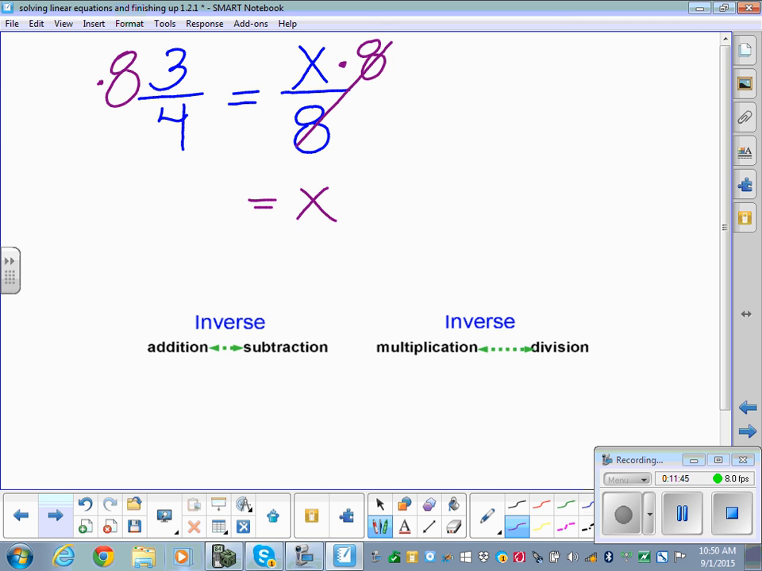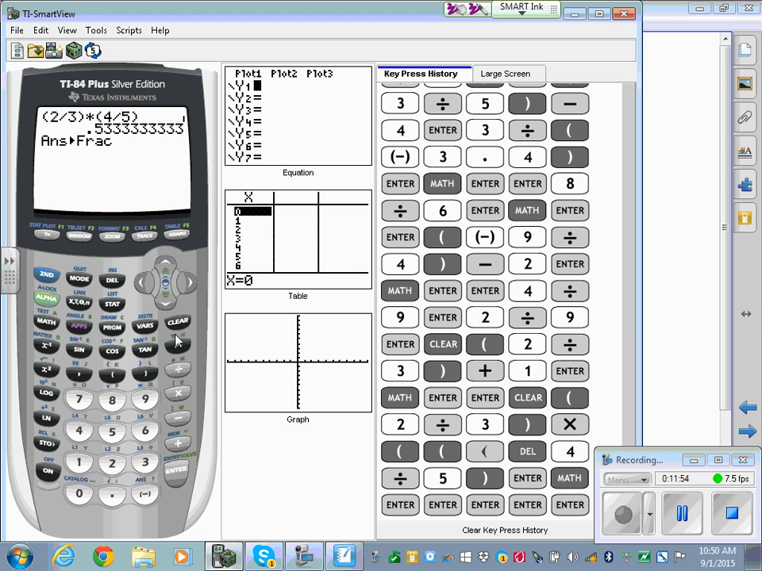Now 8 times 3/4. Let's pretend you didn't know how to do that by hand. You go to your calculator, you pull it up and go like this. Watch, 8 times 3/4. So you have to be careful though.